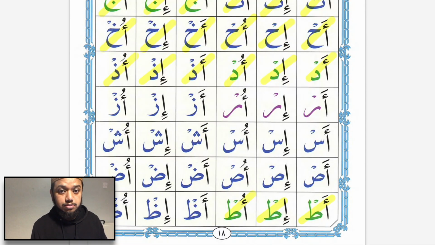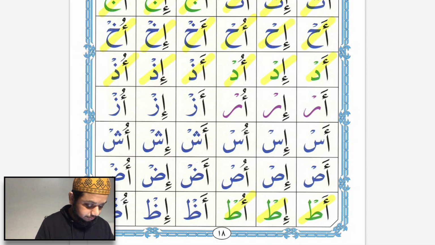So now that I've read half the page with spelling, as usual, now I will read the rest of it without spelling. I will read it and you read after me, or you read it before me, pause the video and then compare your reading with mine, inshallah.